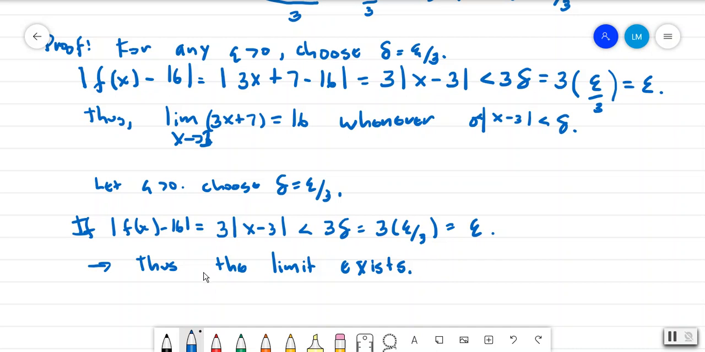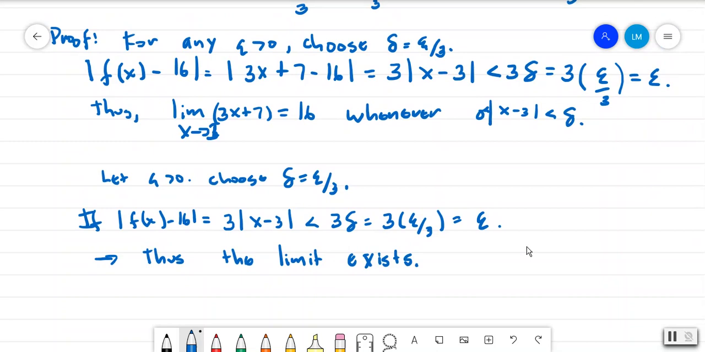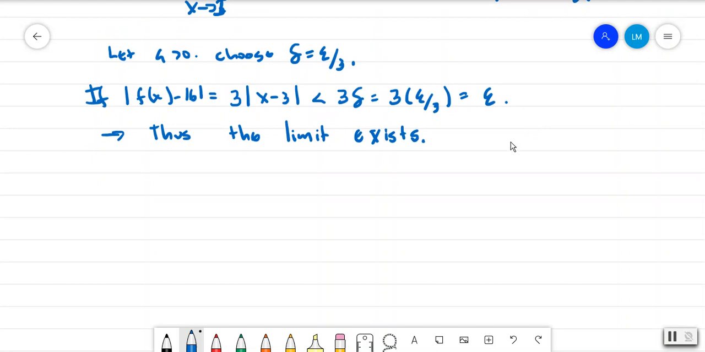You could say something like, thus the limit exists, if you would rather do it this way. But another thing that you would have to put in here somewhere is that you would have to assume that x minus 3 is less than delta but greater than 0 in order to fully prove that that is what you expect.